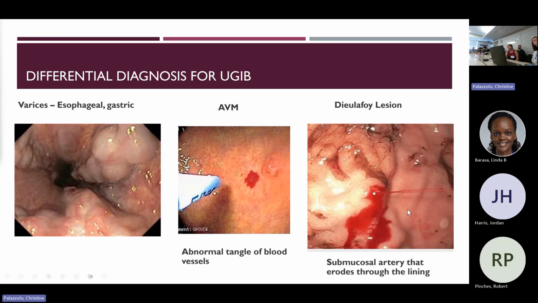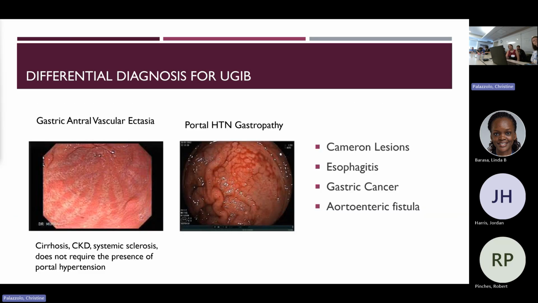You're going to see that a lot in your very unstable patients, right? Because it's a submucosal artery that's eroded through the gastric lining of the wall. It's just spurting out. So definitely with particularly unstable patients, that's something you think of, versus AVMs, which can present as not unstable, right? People can ooze from those. Gastric and esophageal varices, you think definitely more unstable.